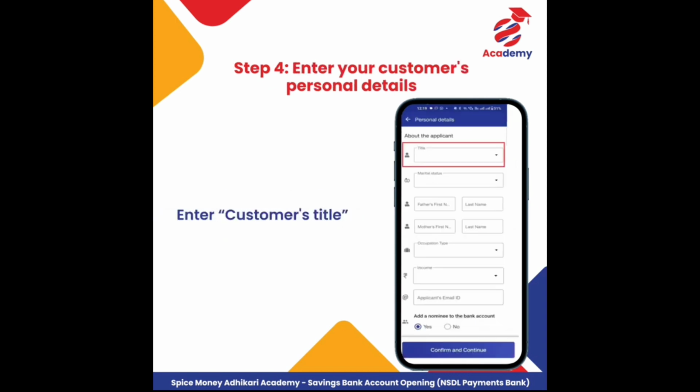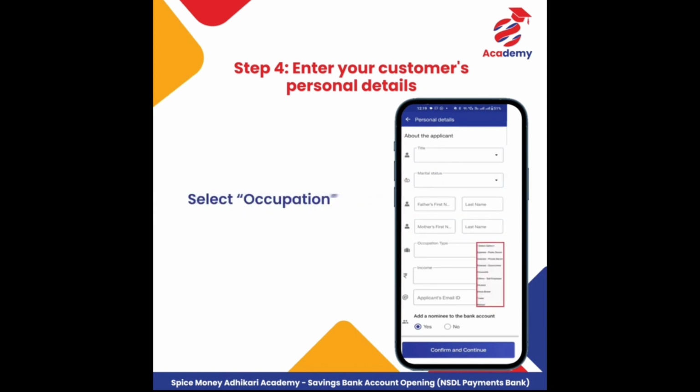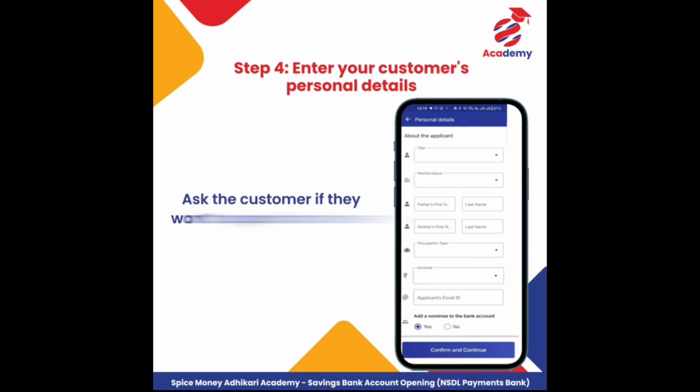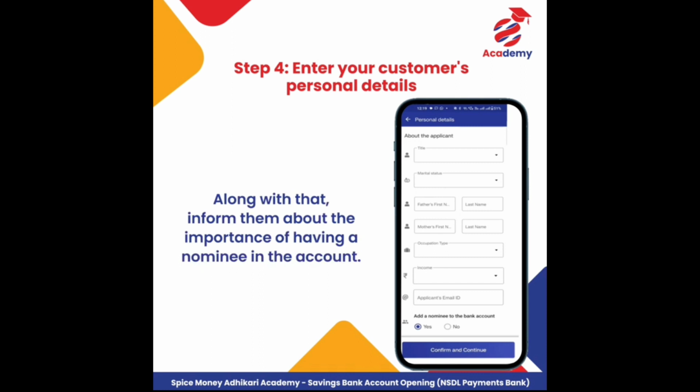Enter the customer's title. Indicate their marital status, whether they are married or not. Write the father's name. Enter the mother's name. Select the occupation. Choose the customer's income. Input his email ID. Ask the customer if they want to appoint a nominee. Along with that, inform them about the importance of having a nominee in the account.